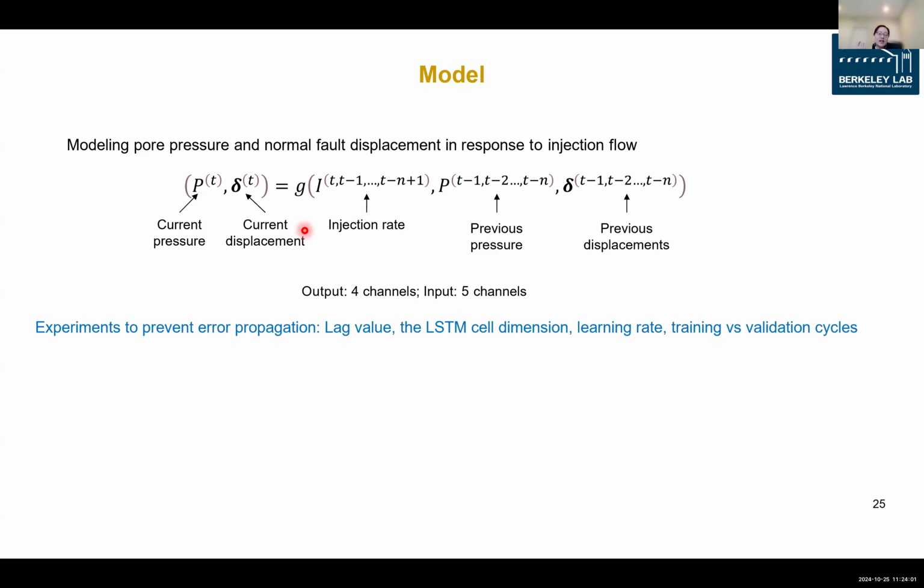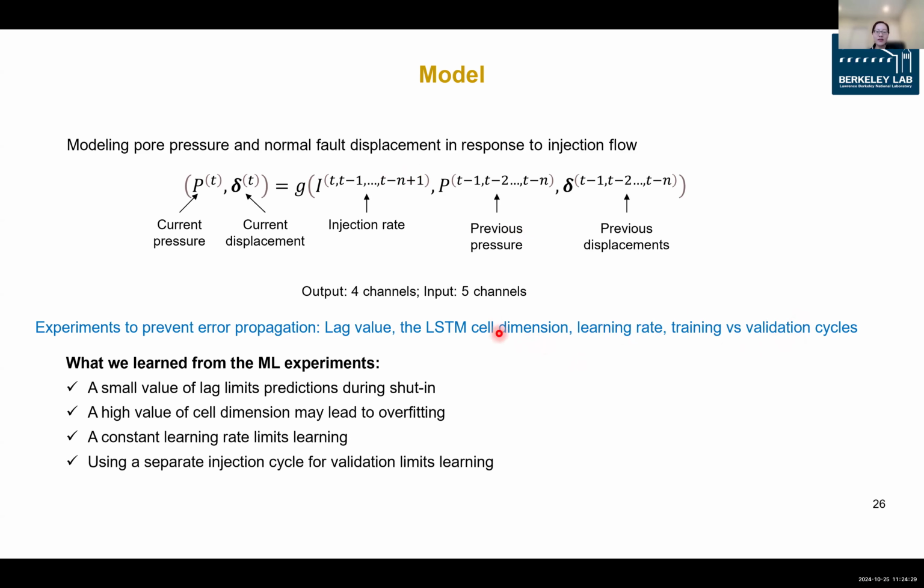We have conducted machine learning experiments to be able to prevent error propagation. Testing the lag value means testing how long a history should be considered to give reliable prediction for the future. We also tested the cell dimension of the long short-term memory model, the learning rate, and the training versus validation cycles. Based on these experiments, what we learned is that a small value of lag limits the prediction during the shut-in, and a high value of cell dimension may lead to overfitting. And a constant learning rate limits learning, so it's good to have adaptive learning.